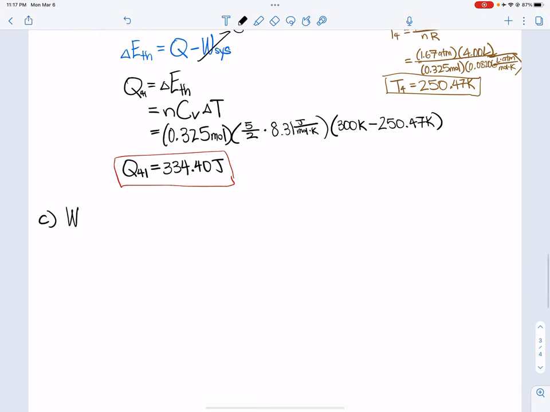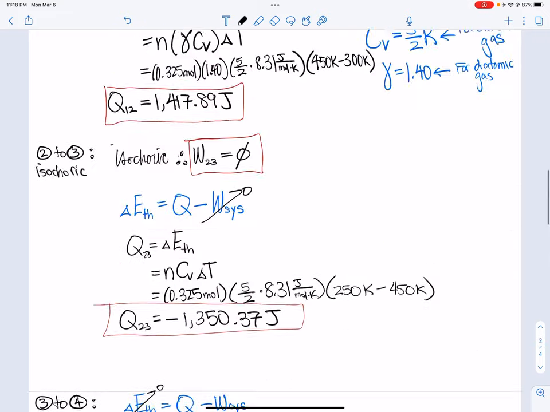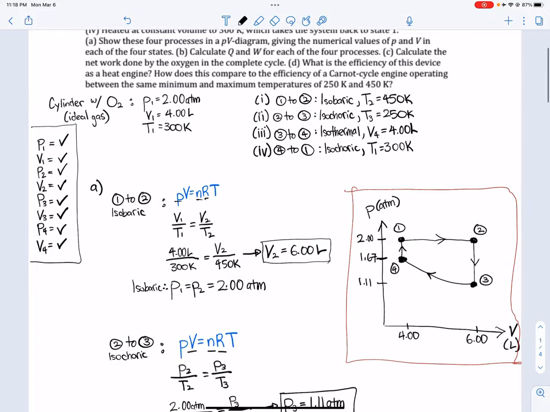So net work is the same thing as total work. So that's what we're looking for, right? And the total work is just going to be equal to the work in each process. So work from state 1 to state 2 plus work from state 2 to state 3 plus work from state 3 to state 4. And then to round it back to state 1, work from state 4 to state 1, right? That's just looking at the PV diagram.